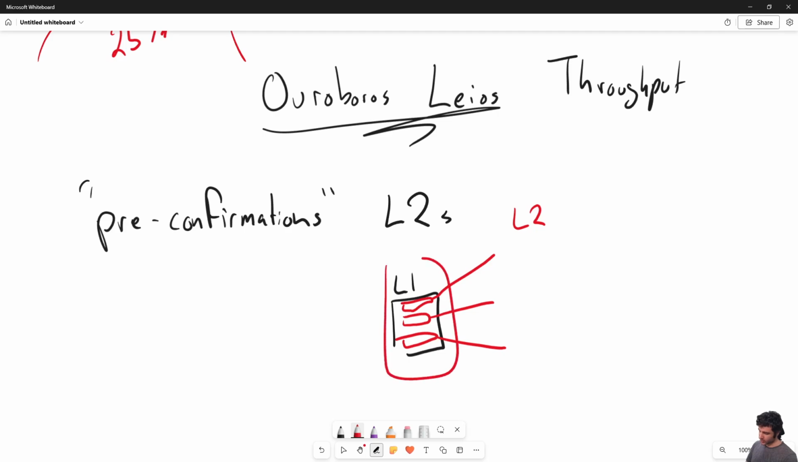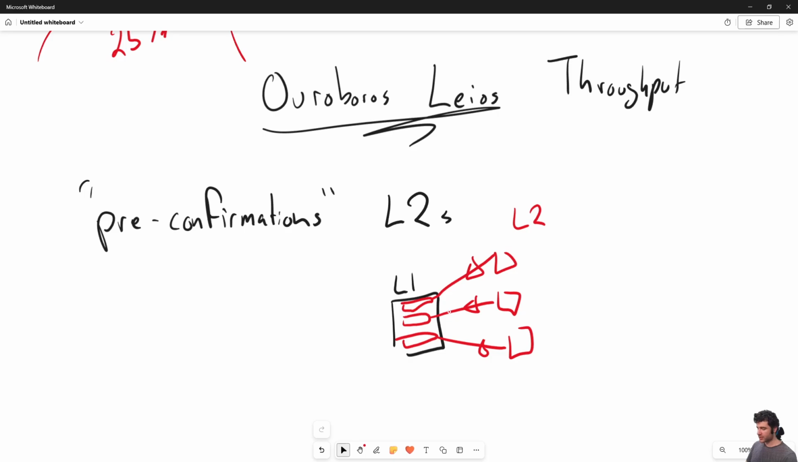So here I have layer 1 doing stuff, and then here we have a bunch of layer 2s that exist. Remember I mentioned that these layer 2s would like to have fast finality as well. And so how can they have faster finality? They can leverage this concept of preconfirmations. So what are these preconfirmations and how do they work?